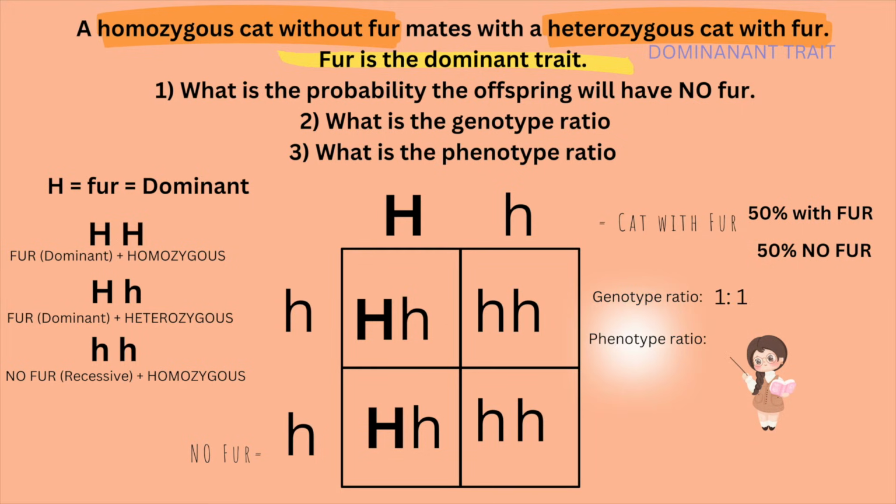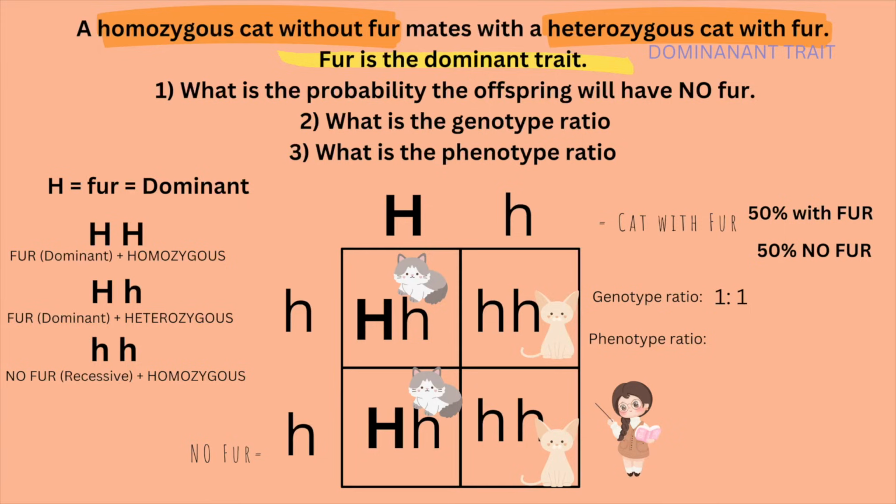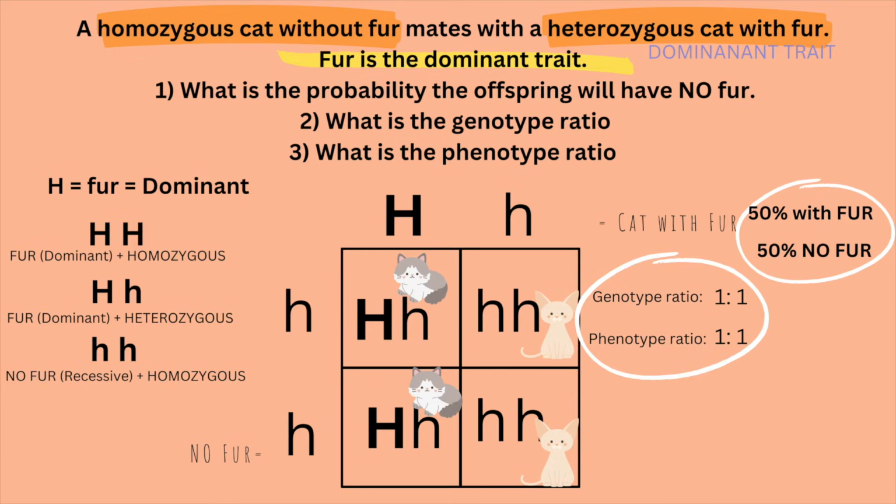Next, the question is asking for the phenotype ratio. Phenotype is referring to the characteristic traits that are visible, like does the cat have fur or does it have no fur? These two with the dominant alleles present will give fur, and these two with no dominant alleles present will give us no fur kittens. So the ratio here is 1:1. Just want to add that the genotype and phenotype ratio happen to be the same here, but keep in mind that they won't always be the same. So these are our answers here.